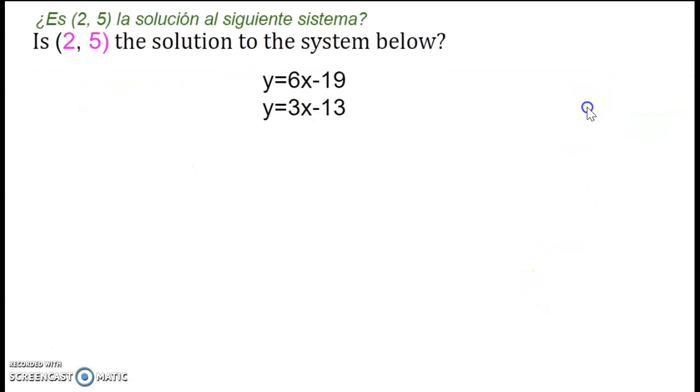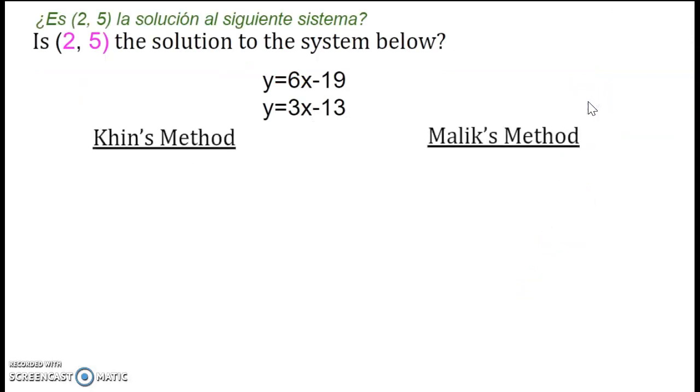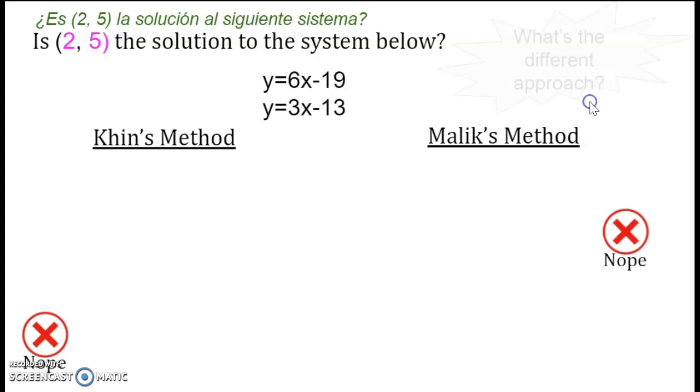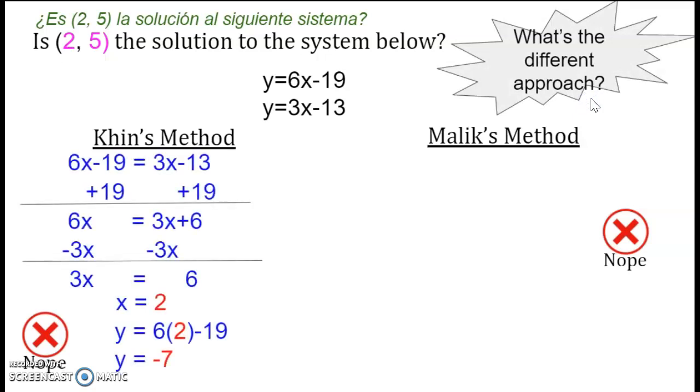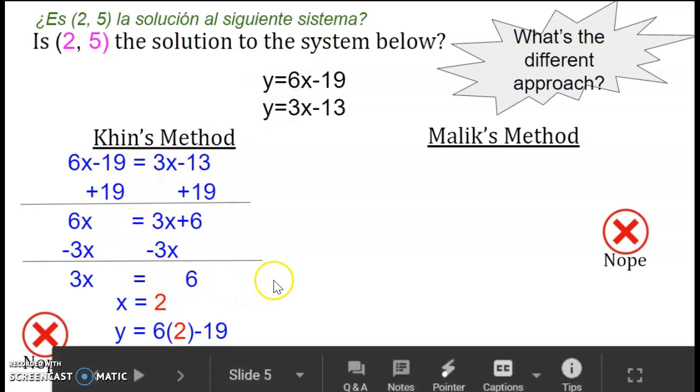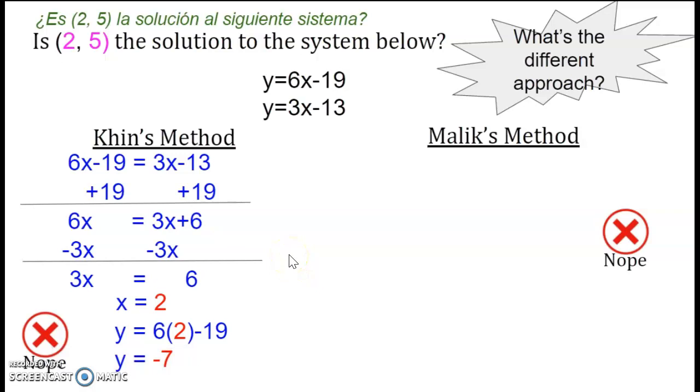Well, here's the question again. Kin and Malik approached the problem in two different ways. They both got no as their answer. But what's the difference in their approach? Let's look at it. What Kin did was notice that the variable y is isolated for both equations, so he used the equal value method to solve the equations and came up with x equal to 2 and y equal to -7.